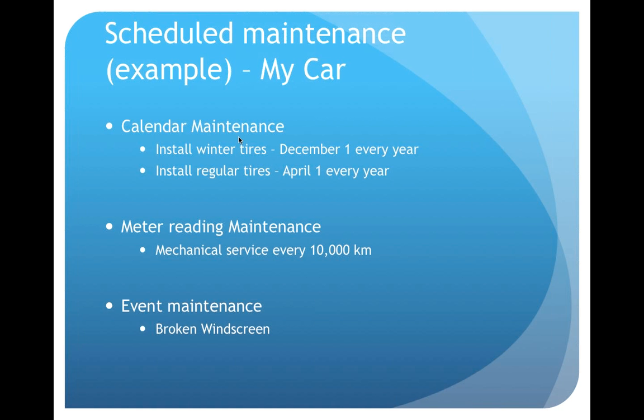So in both of those cases, they are annual calendar-based maintenances. We would perform that maintenance once every year, and we would create a scheduled maintenance for installing winter tires. Then on December 1st, as the calendar ticks over, that would create a work order, which would be sent to my technician, which says go and install the winter tires on the car.